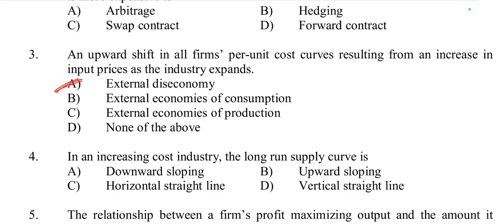Why? Because external diseconomies occur when the expansion of the industry raises input costs for all firms. For example, higher wages and raw material shortages shift cost curves upward and increase the average cost of production. It shifts the cost curve upward and increases the AC. So it is external diseconomy.